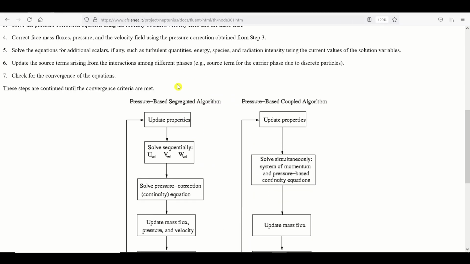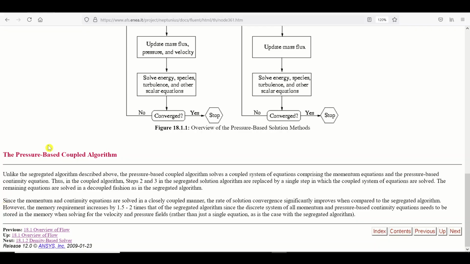Because this is a segregated algorithm, we are solving the equations one after another. But in the coupled algorithm, we are solving all the governing equations together. That means we are solving the momentum equation and the pressure correction equation together in one go. That is the reason it is named as coupled algorithm. Okay, let us just try to read about it.